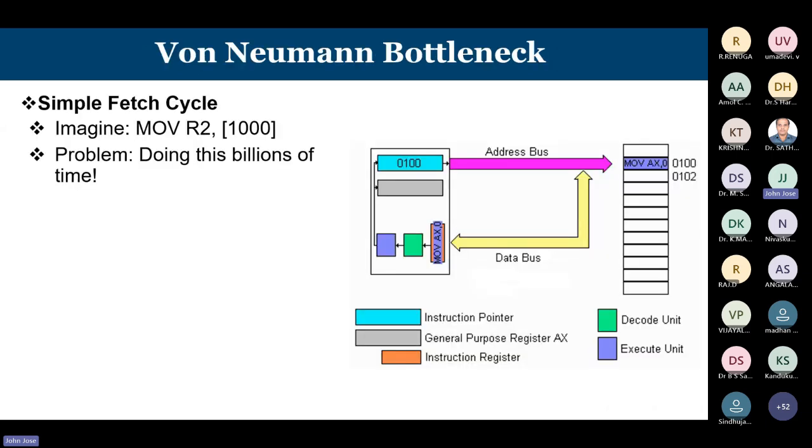Now let me talk about the von Neumann bottleneck. Imagine a very simple instruction: move R2 from location 1000.